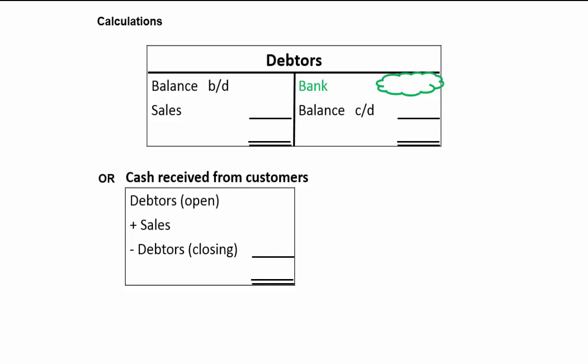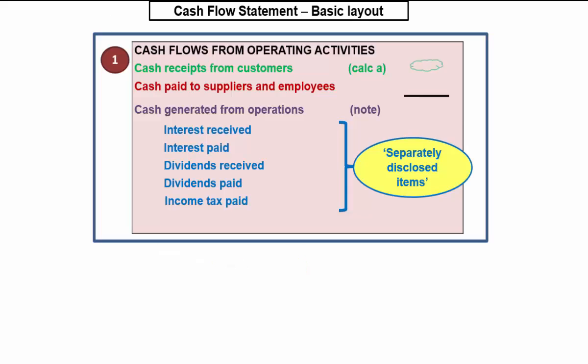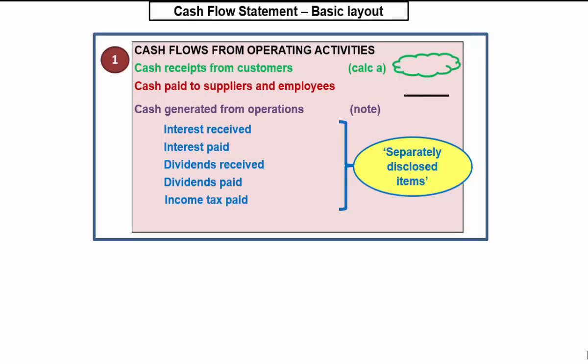And the answer will again give you the cash received from your debtors. And once you've got that amount, you fill it in at the top of your cash flows from operating activities by the first line, cash receipts from customers. The next line, cash paid to suppliers and employees. Where do you get that number from?